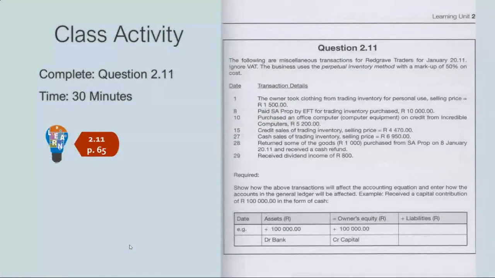So on the 27th, we've got a cash sale of trading inventory, and the selling price is 6,950. Okay, so let's start with the sales transaction. What account am I going to debit? What account am I going to credit? Okay, so we've got a cash sale. What am I going to debit? What am I going to credit?